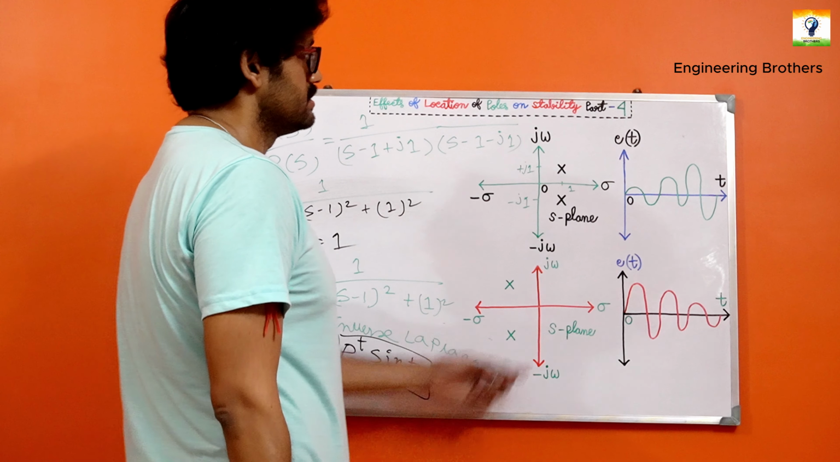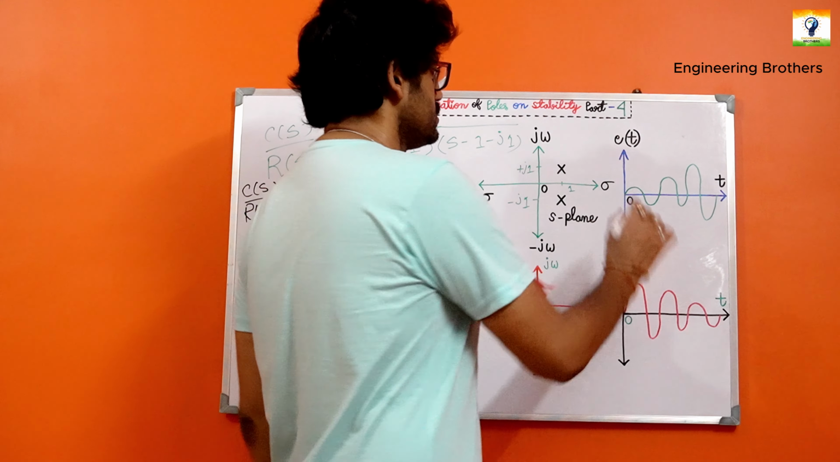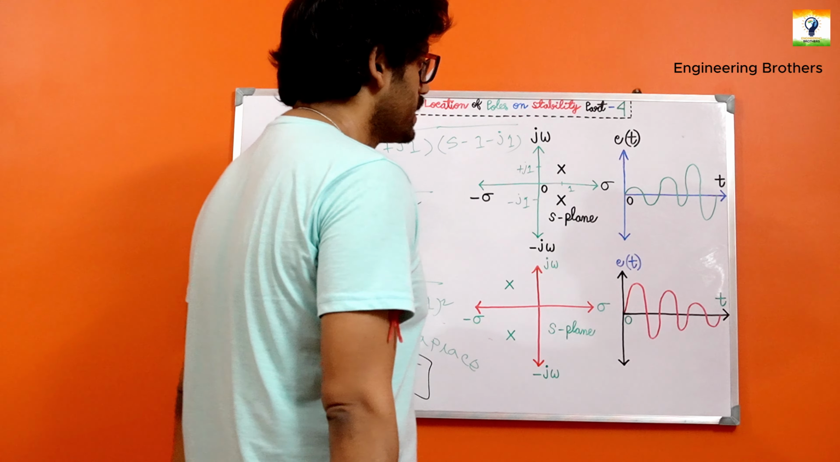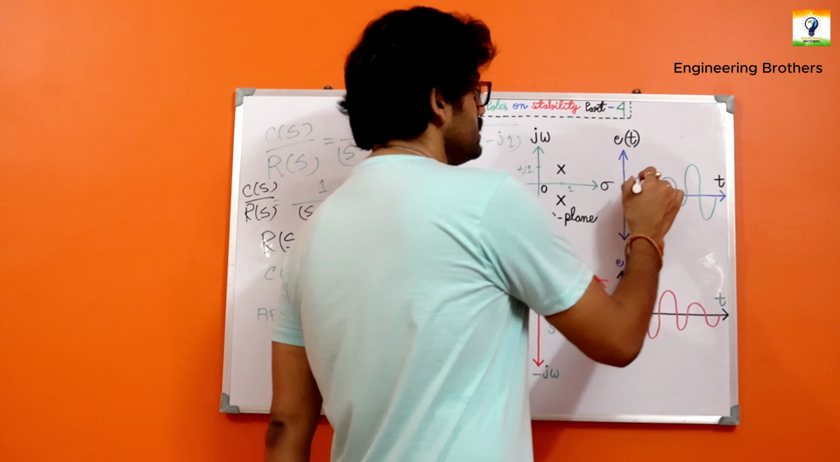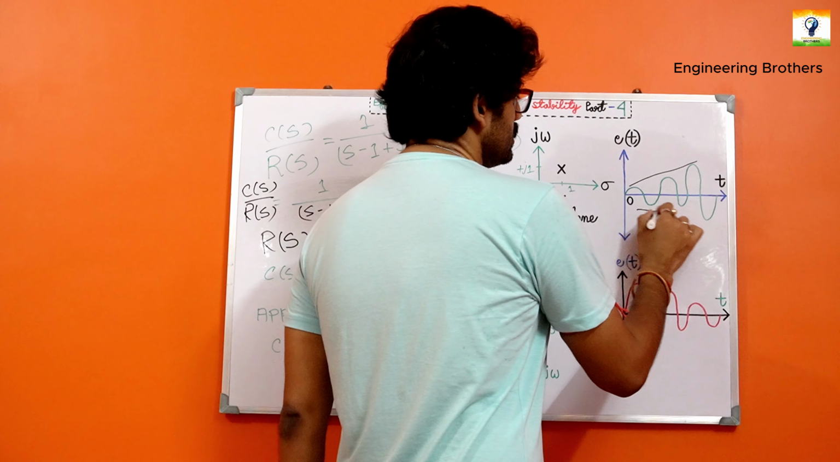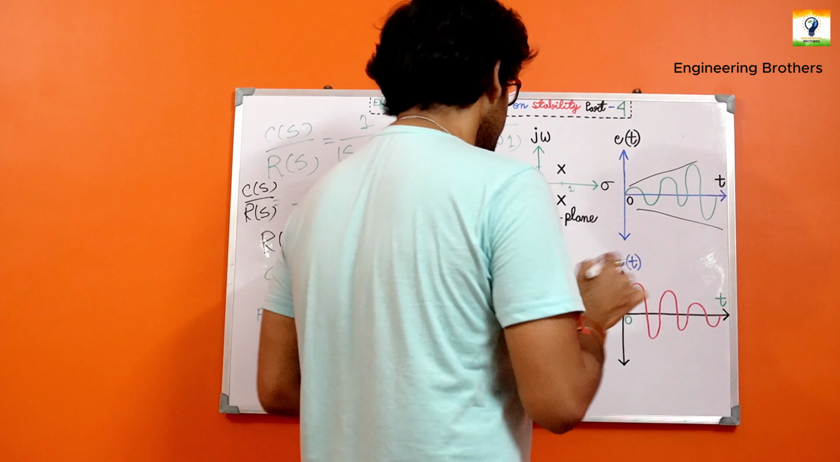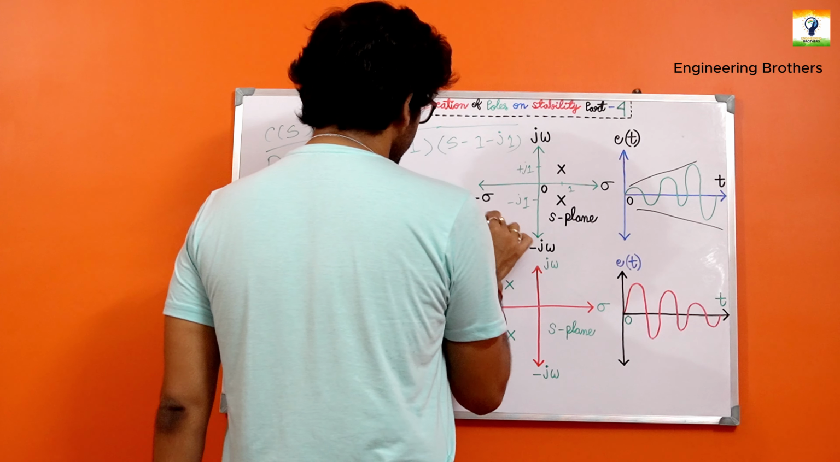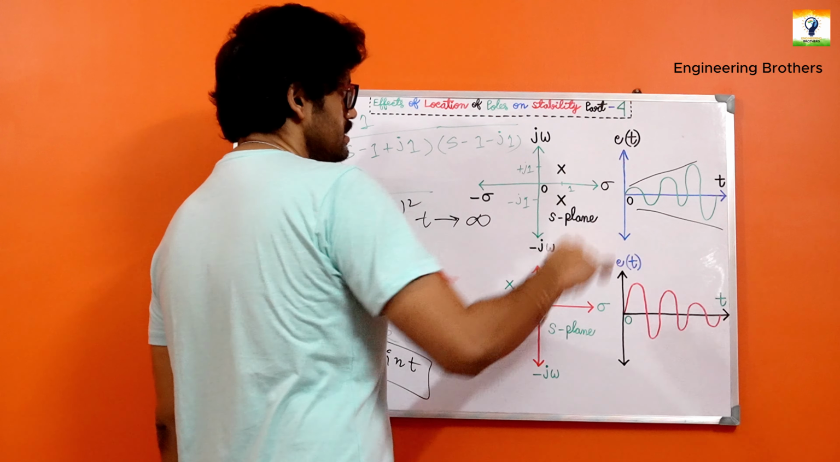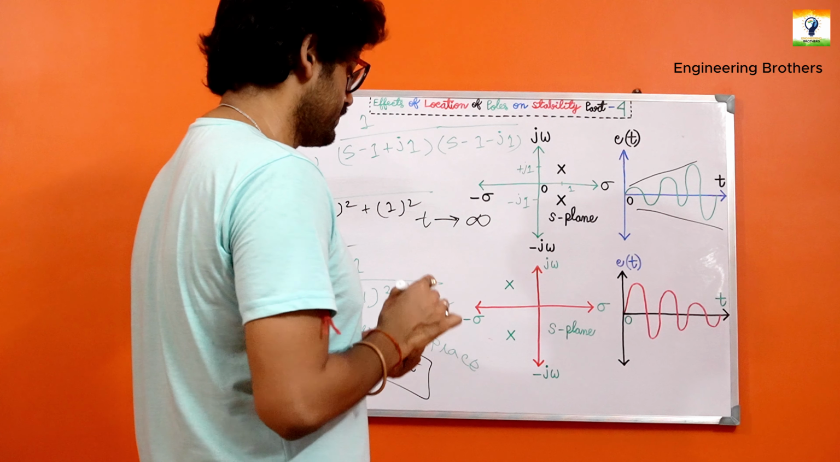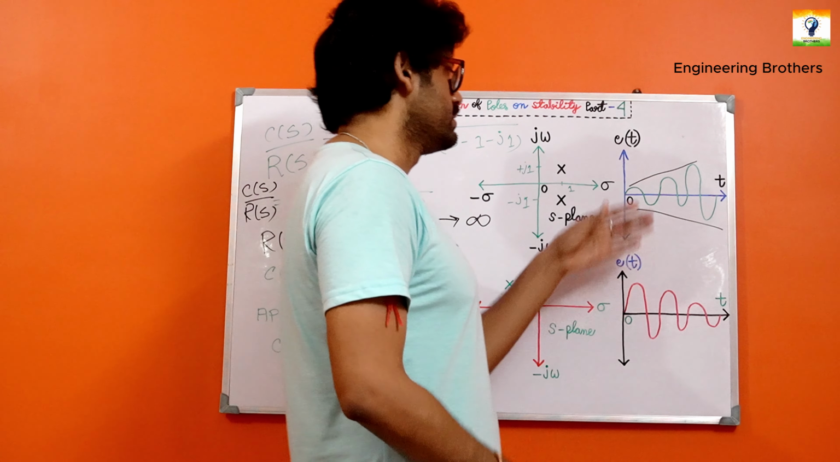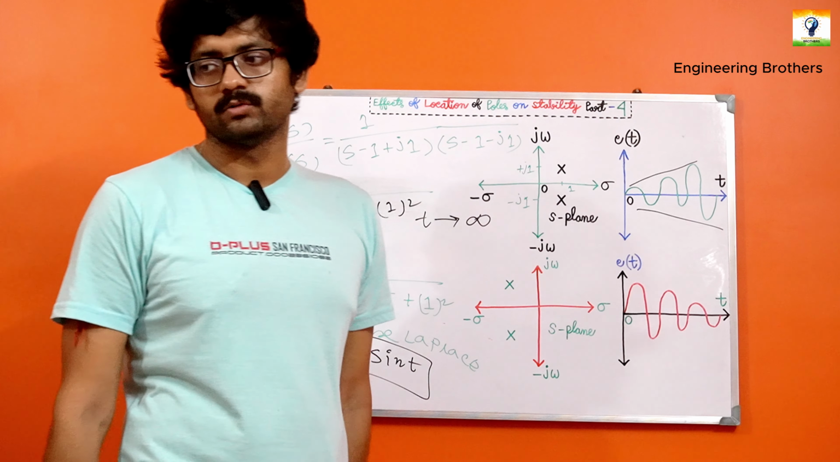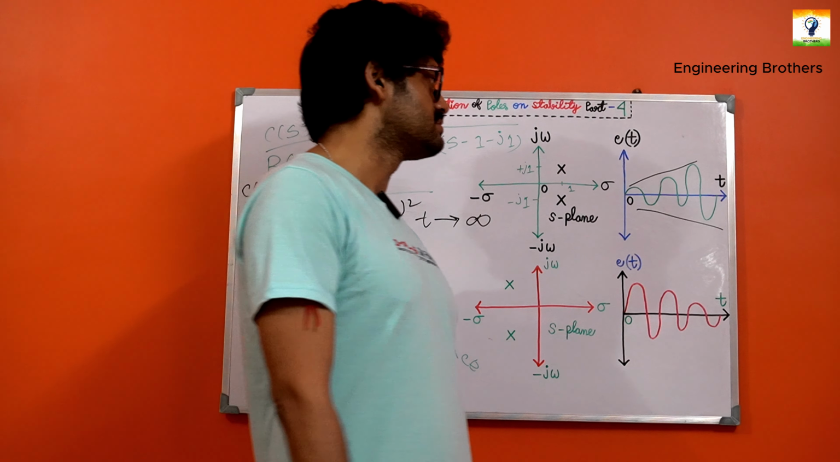If you plot that in our c(t) versus time curve, you can see that the oscillation is increasing with respect to time. If time tends to infinity, the oscillation keeps increasing with respect to time. That actually gives us an unstable system, and we can say that the system is unstable.